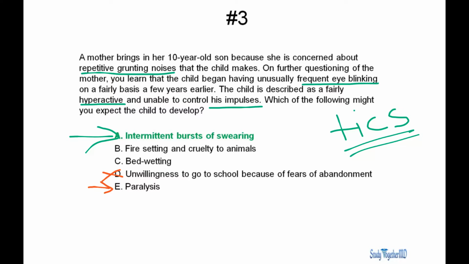Unwillingness to go to school. Okay, well, this is a child with separation anxiety disorder. They may have an unreasonable fear of school, and they would absolutely do anything to stay home. Again, we see none of these in the patient's presentation.